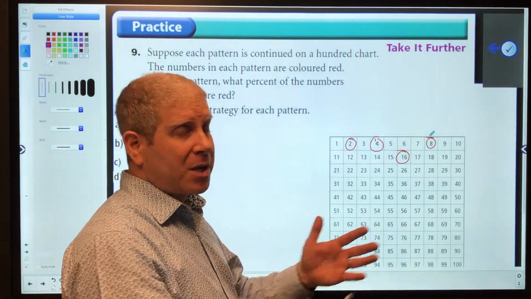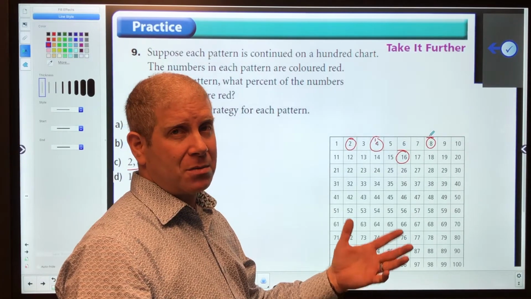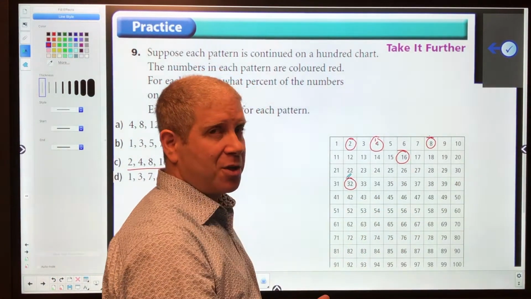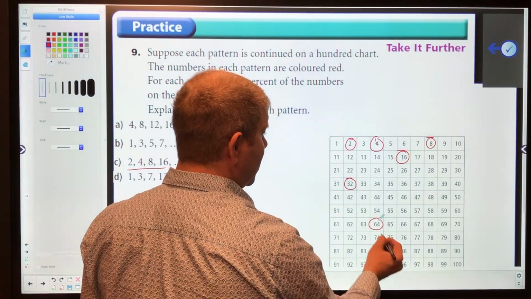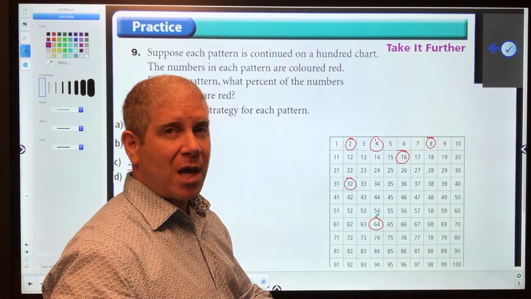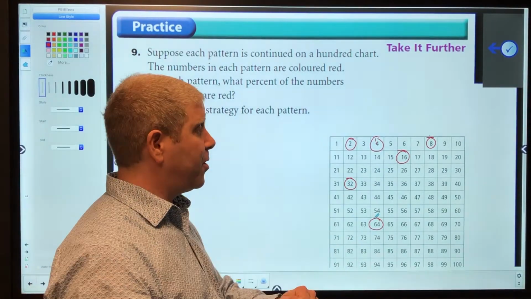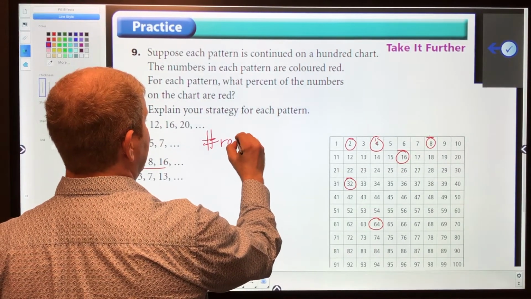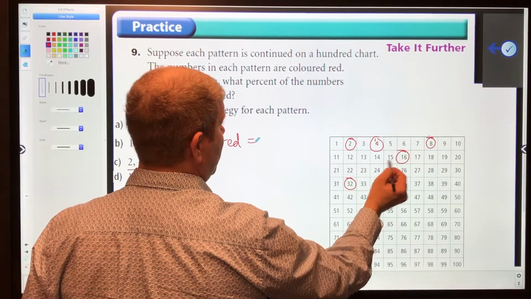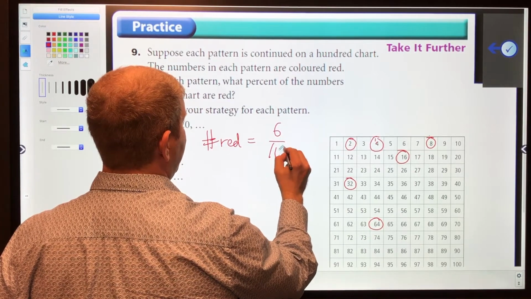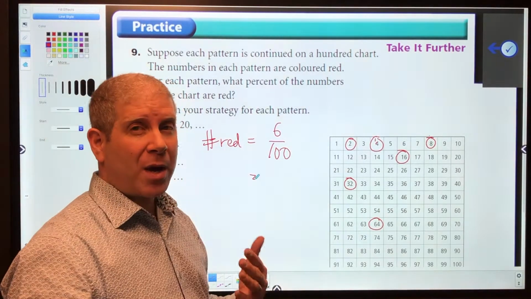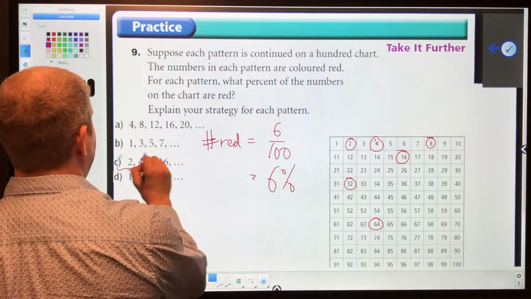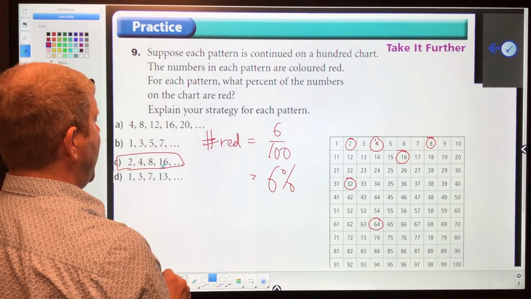Because we only go up to 100, I'm simply going to circle all the numbers in this pattern. From 16, we multiply that by 2, we get 32. Then we get to 64, and that's it, because 64 times 2 is 128, and we're past 100. Now I can simply count the number of red, which is 1, 2, 3, 4, 5, 6 over 100. Whatever the number over 100, that's my percent. So 6% of this pattern are red.